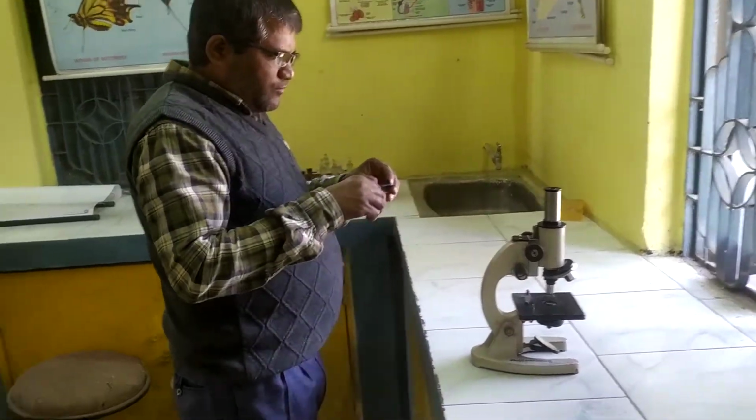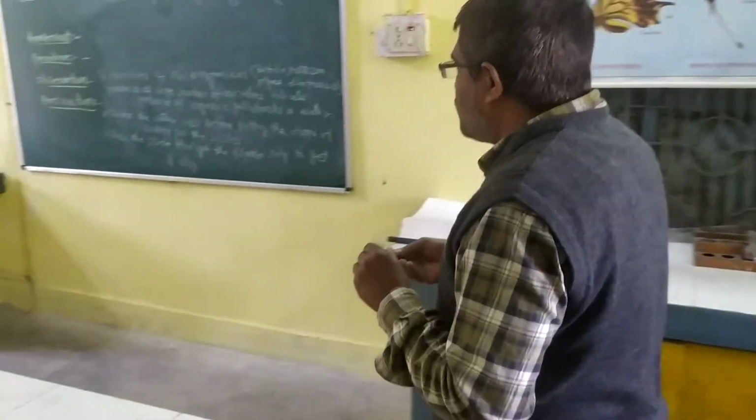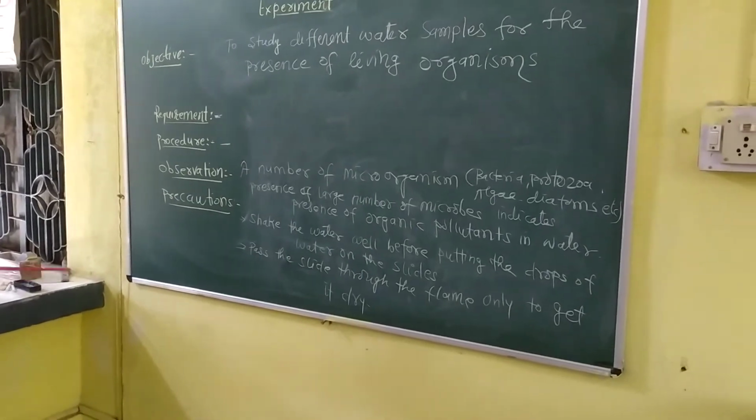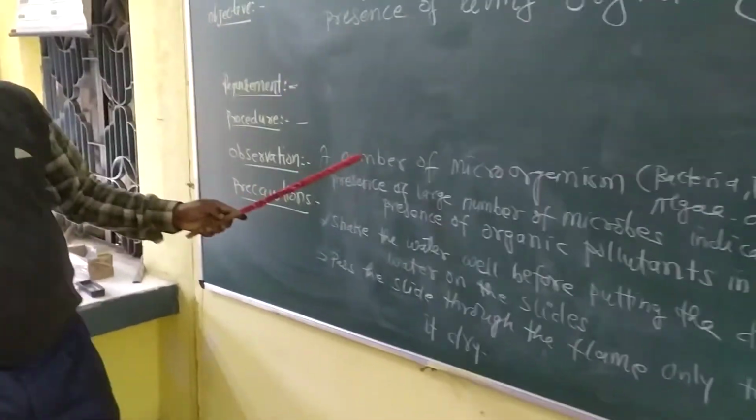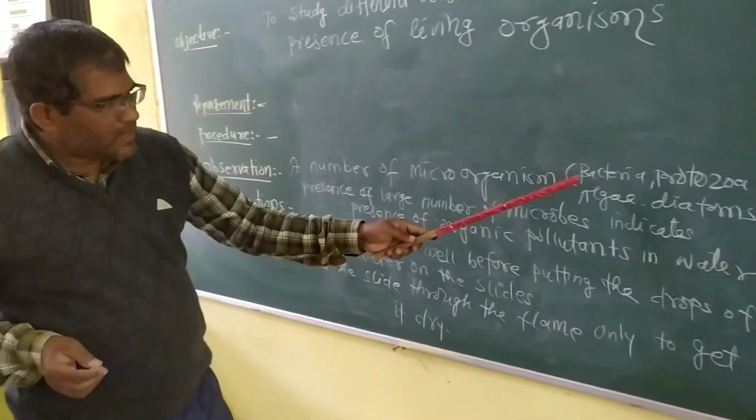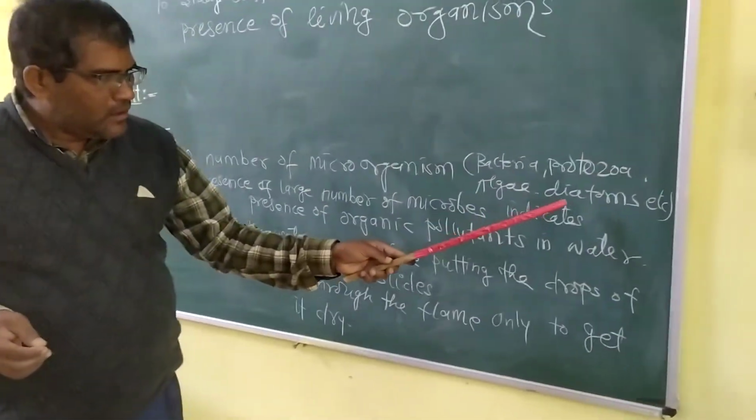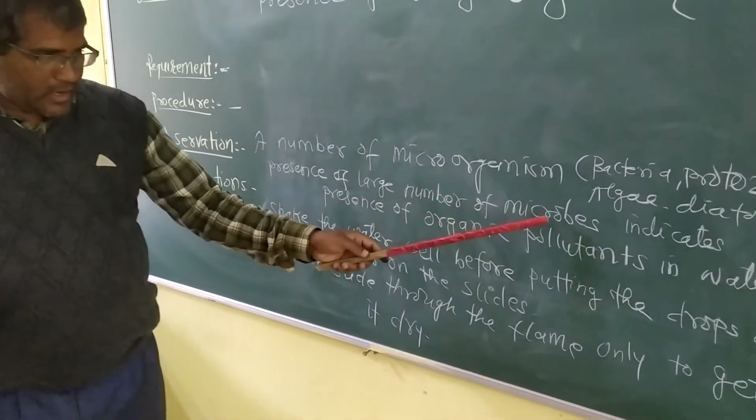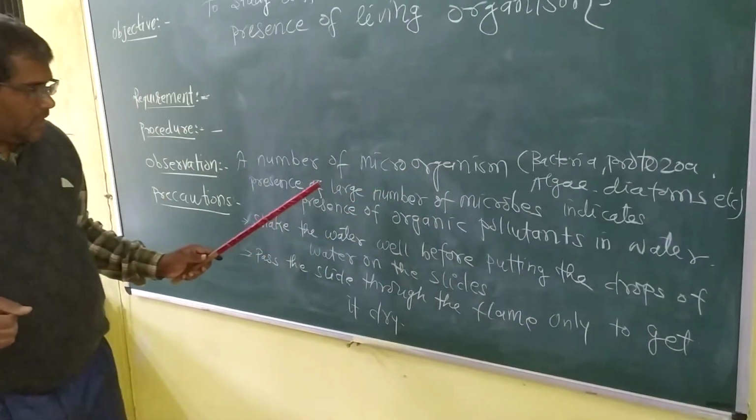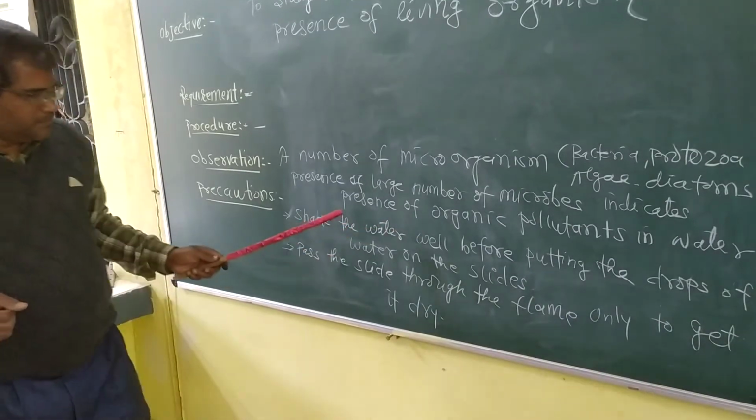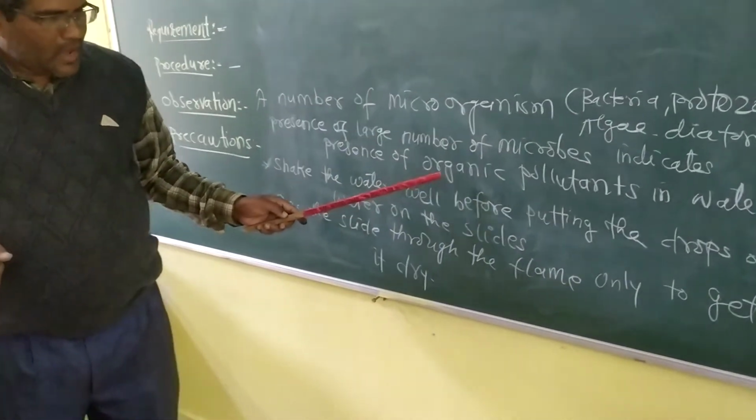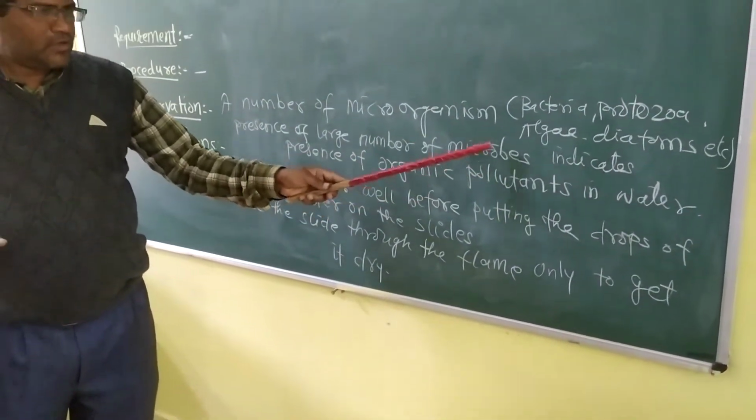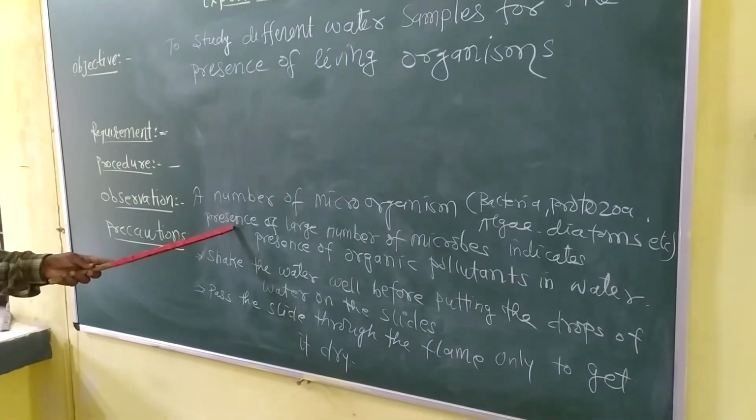So thus we came to the conclusion and observation of the experiment. In the observation of the experiment, what we have observed is a number of microorganisms such as bacteria, some protozoa, algae, diatoms, etc. are present. And the presence of a large number of microorganisms in the drain water indicates the presence of organic pollutants in the water. So drain water has more organic pollutants because the number of microorganisms is greater.